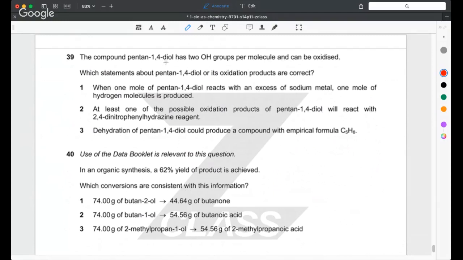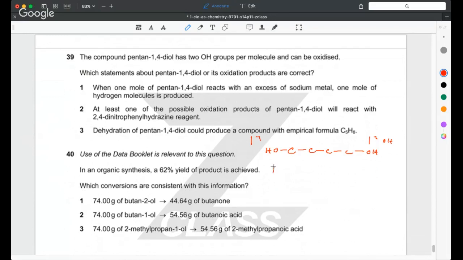You've got pentan-1,5-diol. I'm not drawing in the hydrogen atoms. You've got the alcohol group at each end. You've got a primary alcohol there, haven't you? And a primary alcohol over here.